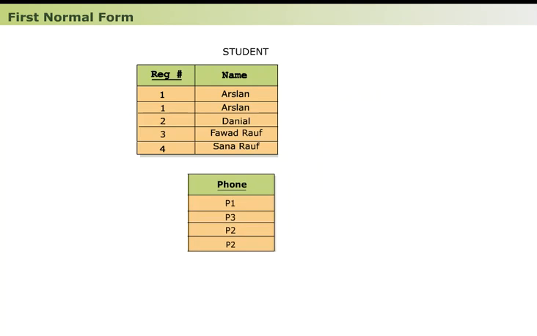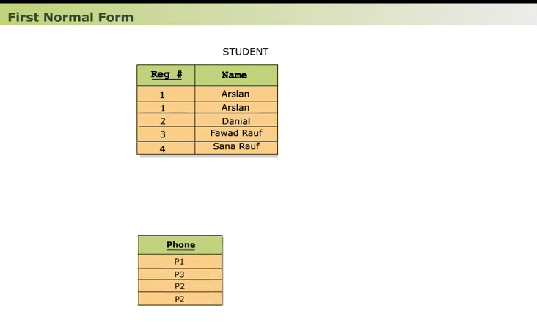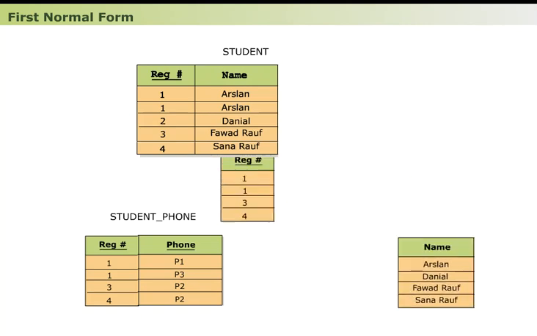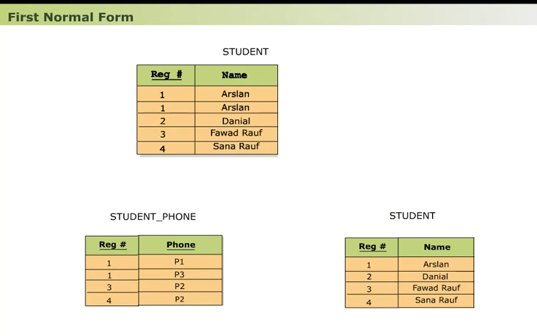Extract multi-valued attributes from the given table and place them in a separate table such that the newly created table must have a composite key. This composite key must have the primary key of the original table as a part. This means that the original table, which is not in the first normal form, shall be decomposed into two tables, such that multi-valued attributes are placed in one table and single-valued attributes are placed in another table.